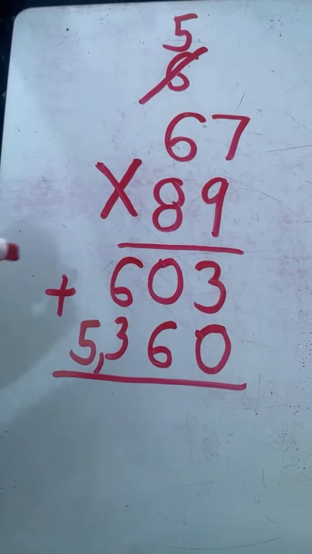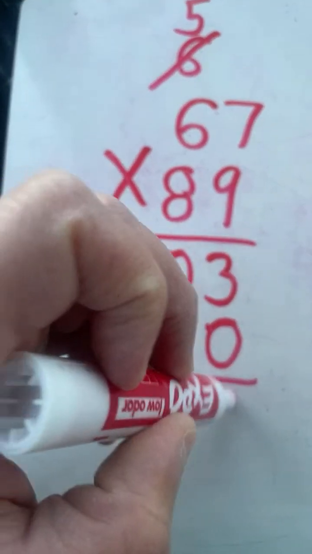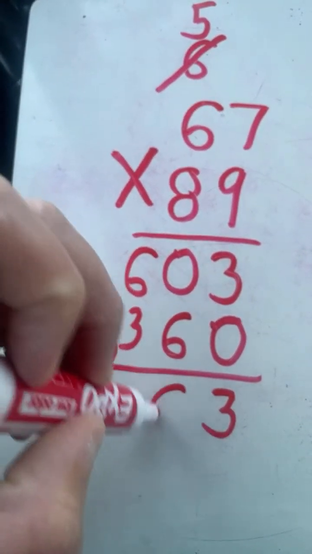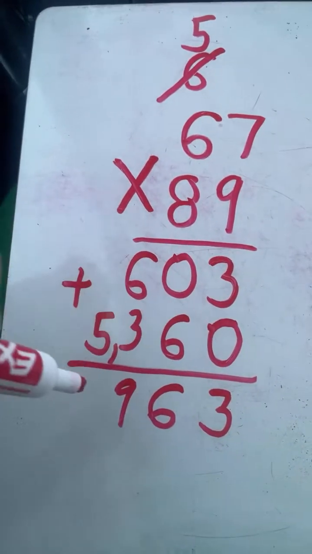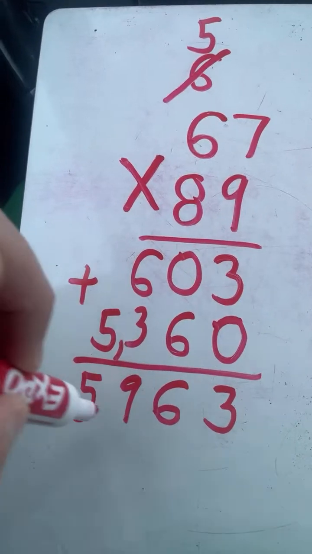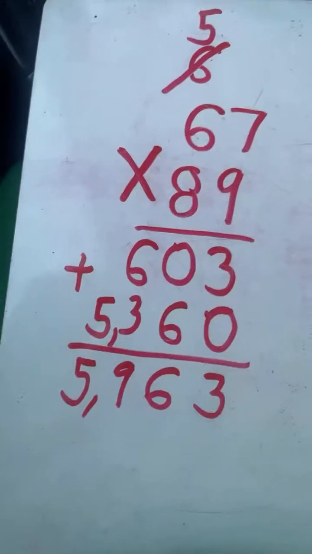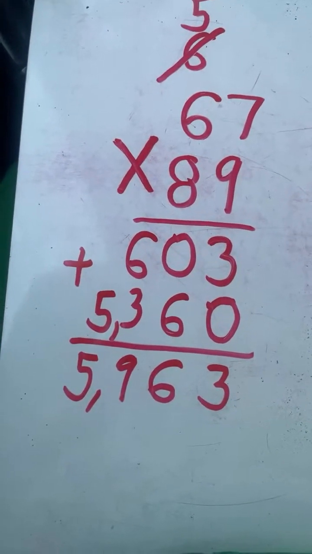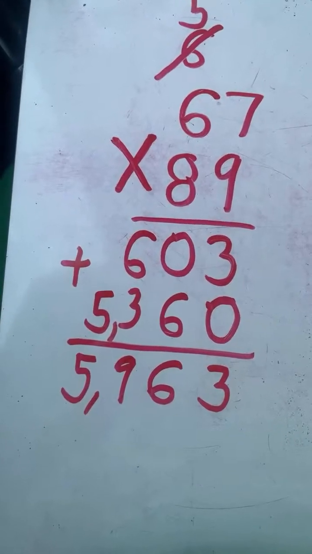All right, next we got to add both numbers together to get our final answer. 3 plus 0 equals 3. 0 plus 6 equals 6. 6 plus 3 equals 9. 0 plus 5 equals 5. And we have our final answer. 67 times 89 equals 5,963.